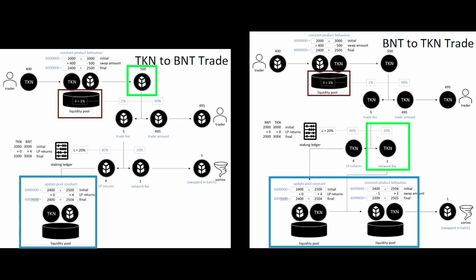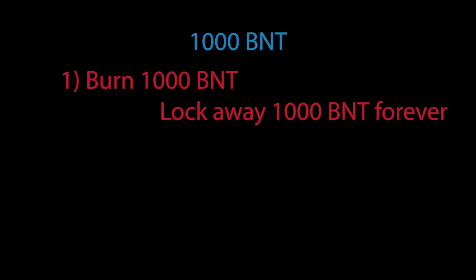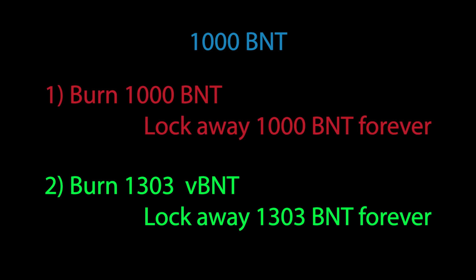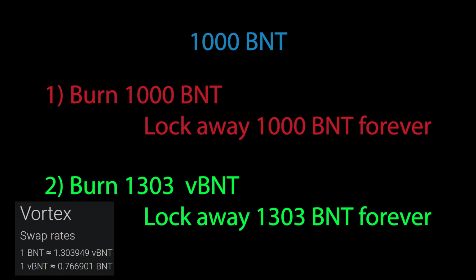Now let's say the protocol took the token from the trade fees and bought 1000 BNT. There are now two choices: burn the BNT and lock away 1000 BNT forever, or swap it to VBNT and lock away 1303 BNT forever. And this is why we swap to VBNT, because as long as VBNT is cheaper than BNT, you can lock away more BNT with the swap to VBNT and burn.